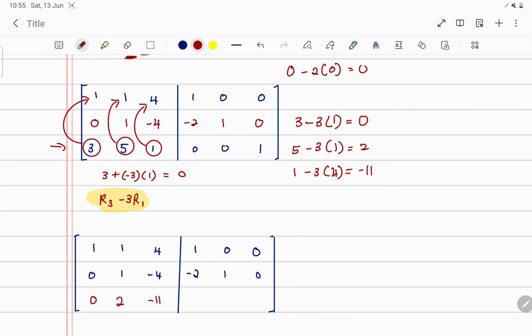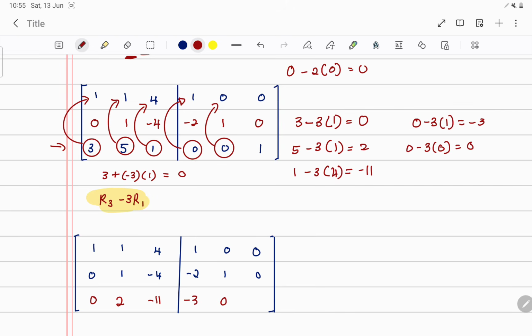The next one you have 0 minus 3 multiplied with R1, which is you have 1. You're going to get negative 3. Then you put negative 3 here. The next one you have 0 minus 3 multiplied with R1, which is you have 0. You're going to get equal to 0. Then you put 0 here.